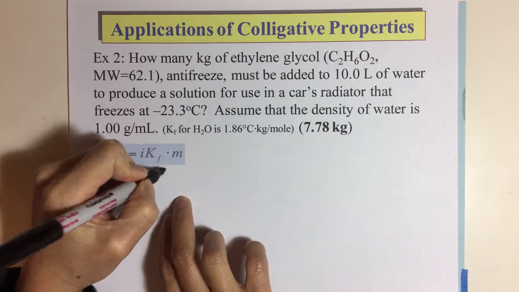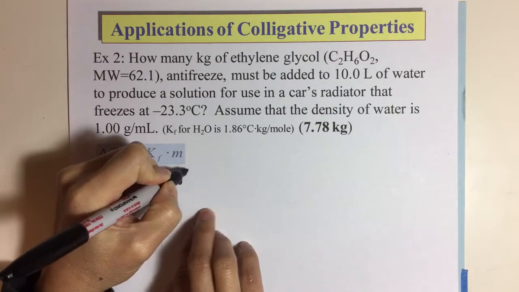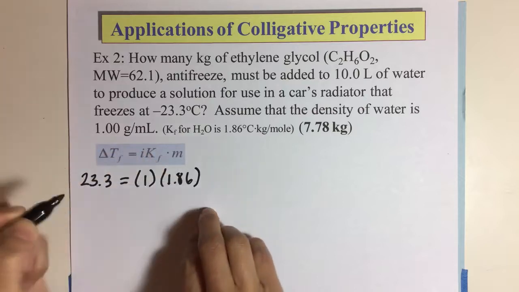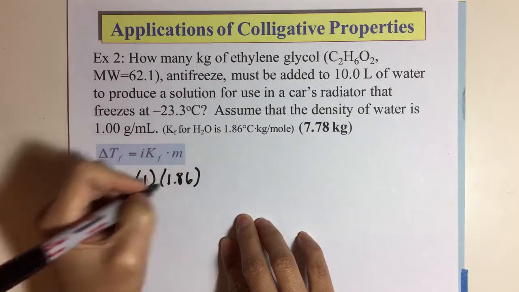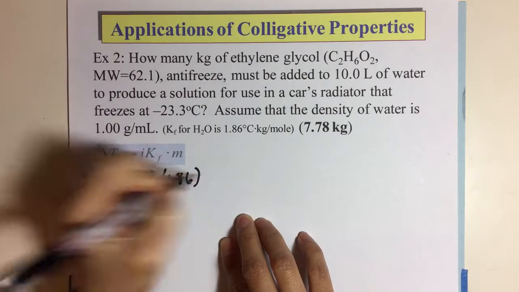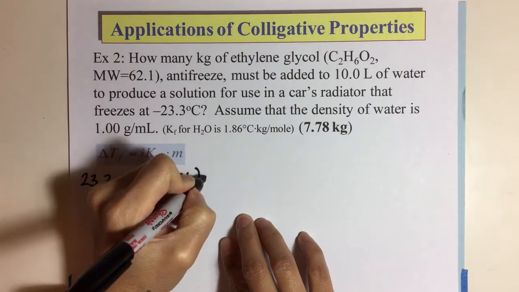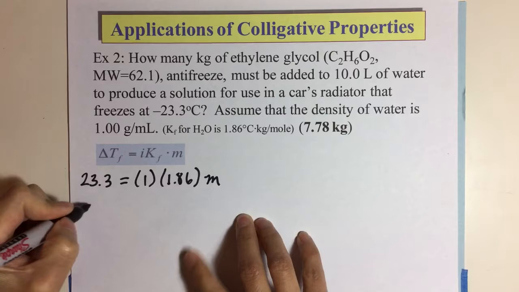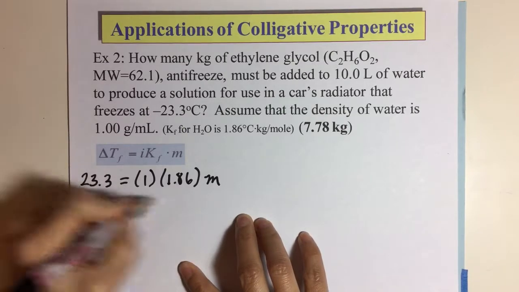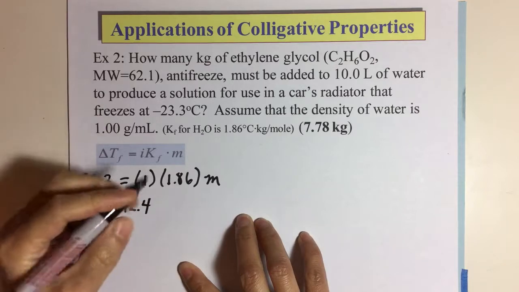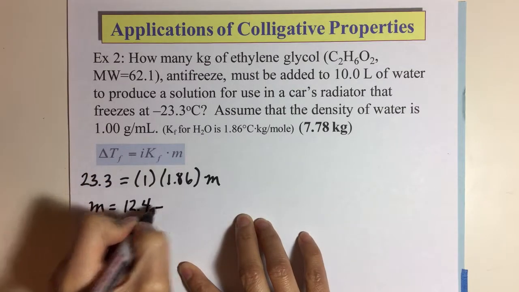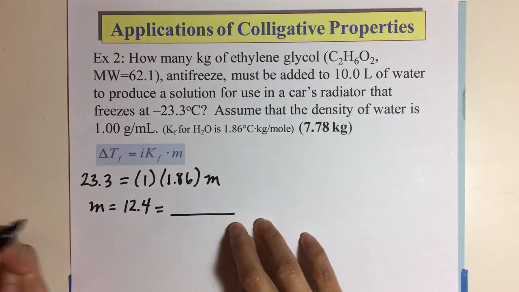The Kf is 1.86, and that's given to us. That's water's freezing point constant. And then the molality is what we're trying to solve for. Solving this equation, multiplying and dividing, you get 12.4 molal. But now, what is the definition of molality?